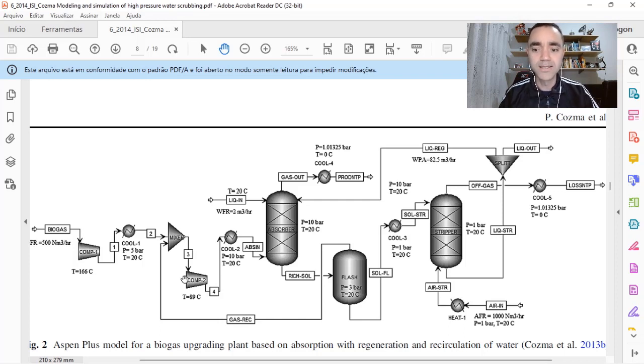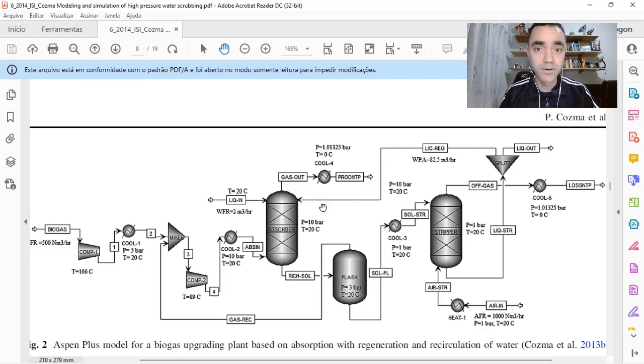The second thing is in the stripper column. Verify that the stripper column operates at 1 bar and 20 Celsius degrees. And the bottom of the stripping column is a liquid fluid. It is split, or we have a purge here, because the objective of this stripper column is to regenerate the water that is recirculating in the system. So I have a purge, and part of my liquid, my water, returns to the absorber column.